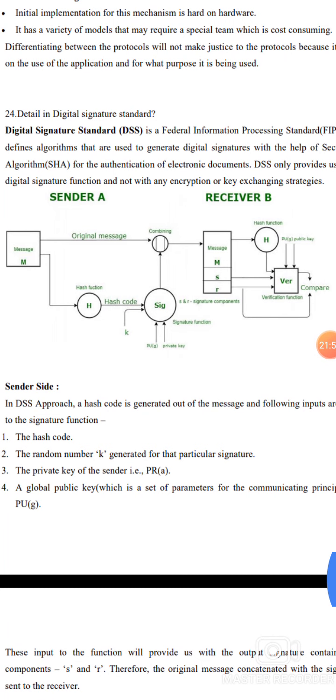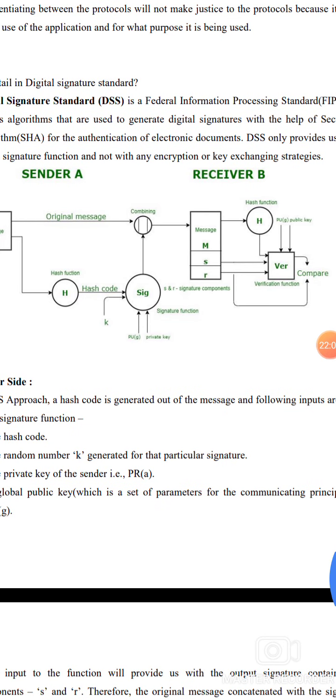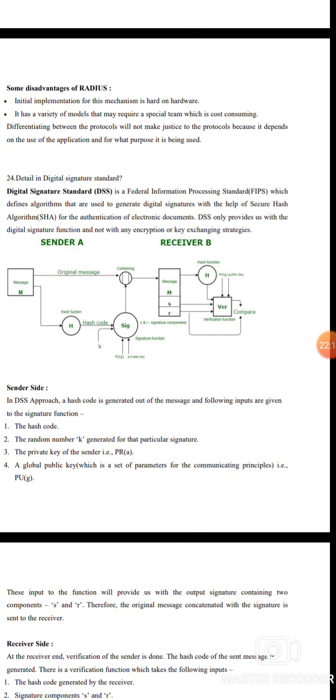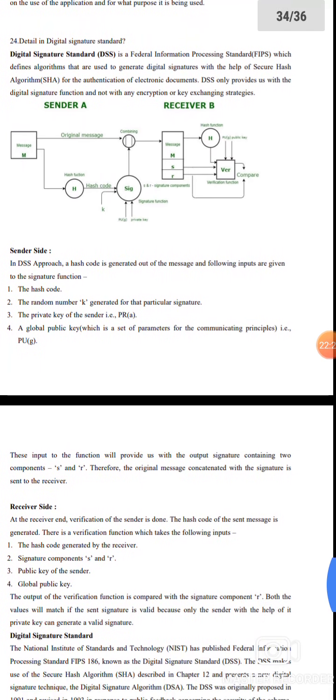For example, sender A and receiver B. The original message is combined with the signature. Instead of that, the message goes through the hash function to produce the hash code. On the receiver side, the receiver also uses the hash function and verification is done. Compare using the verification function. This diagram explains the sender side and the receiver side.